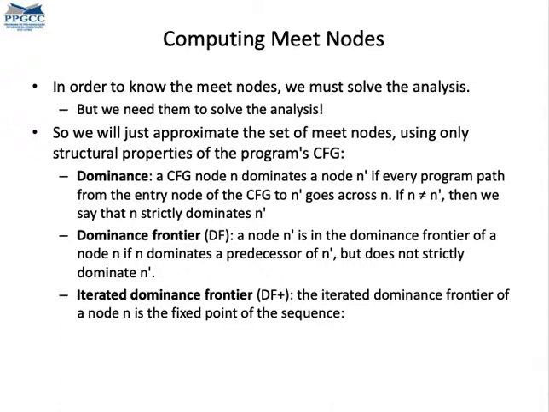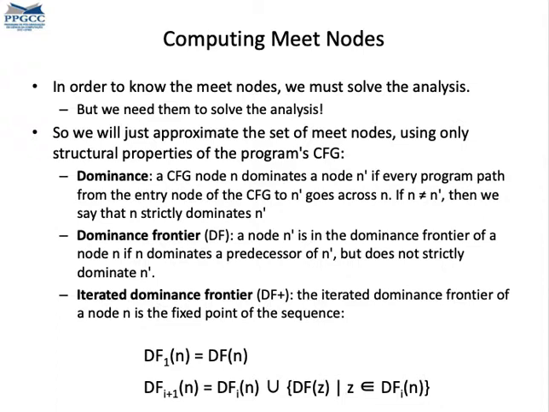But there is no easy way to know what the meet nodes are exactly. As I said before, they are nodes where different data flow facts collide. However, we don't know where different information is colliding unless we solve the analysis. So we can approximate the set of meet nodes using the same techniques that we saw when we were talking about SSA form. In this case, we use the notions of dominance and iterated dominance frontier to find the set of meet nodes in a program if you're talking about a forward analysis.